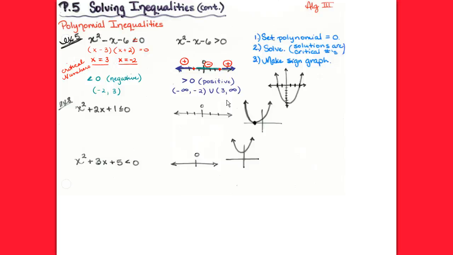The next example, we've got x squared plus 2x plus 1 is less than or equal to 0. So we start off by solving that, and again, that would factor. You could factor, complete the square, use the quadratic formula, whatever you want to do.